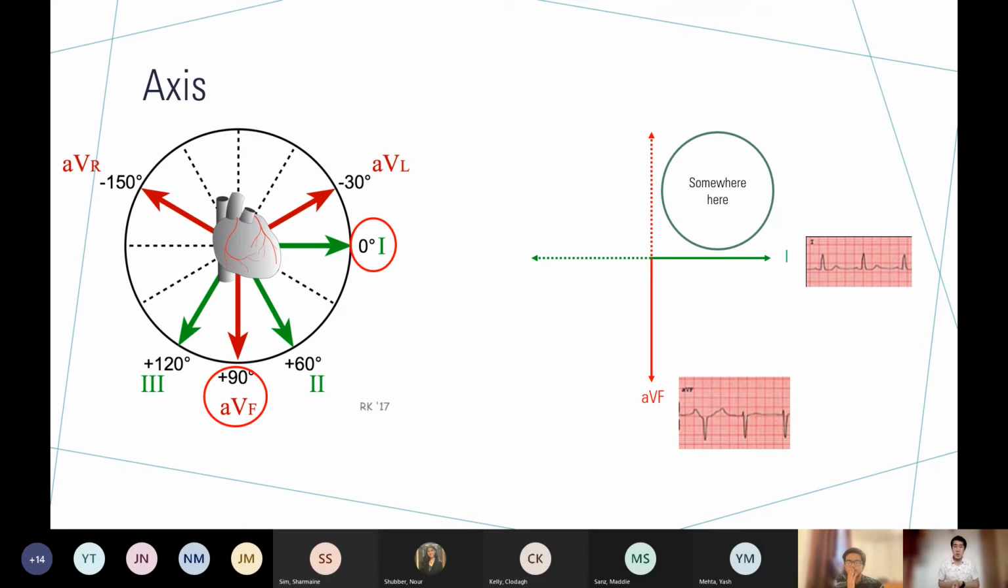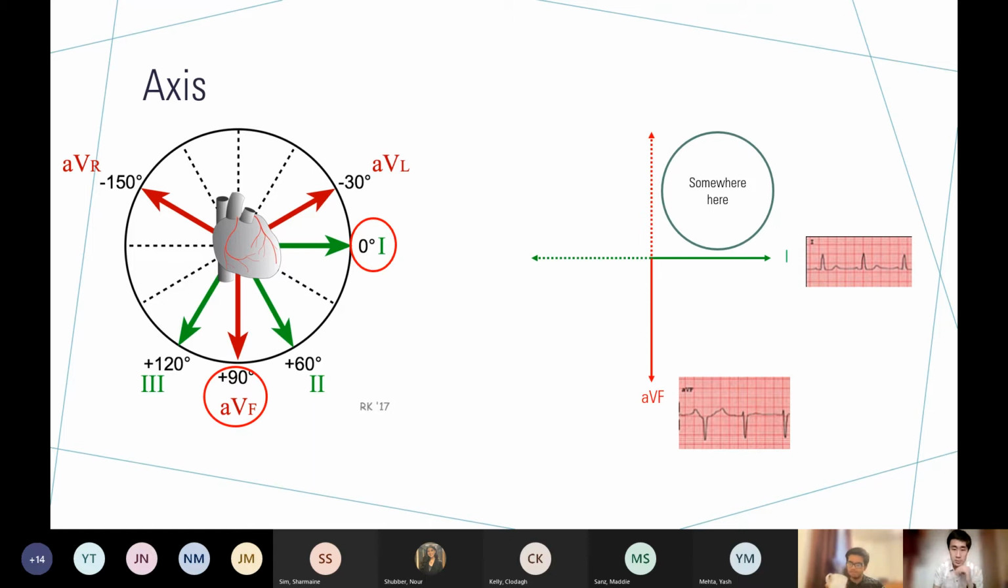Same with aVF. Is the QRS complex mostly positive? If yes, it's going down. If no, if it's negative, then it's going up. Okay, so let's work through this example together. So this is an ECG. I've just taken out the ones that you need, lead 1 and lead aVF.